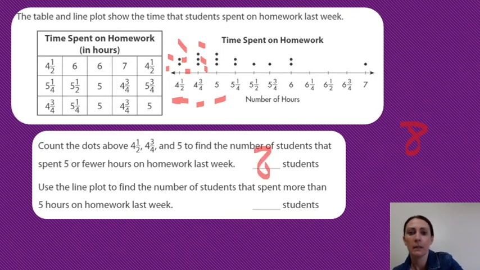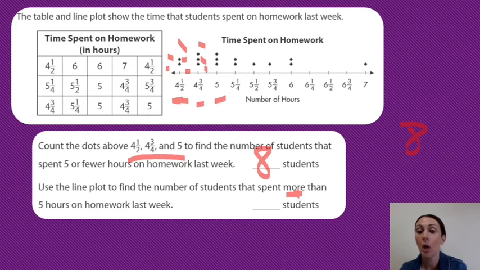And then it says use the line plot to find the number of students that spent more than 5 hours on their homework last week. So let's think about how we would do that. If we counted the dots above 4 1/2, 4 3/4, and 5 to find the number of students that spent 5 or fewer hours on their homework last week, then what are we going to do if we want to know the number of students that spent more than 5 hours on their homework last week?